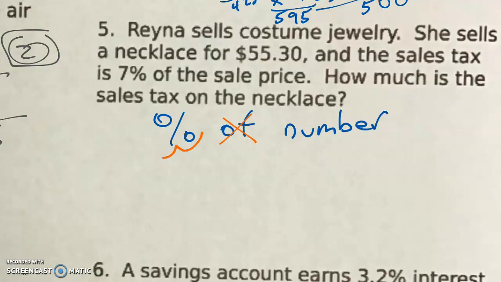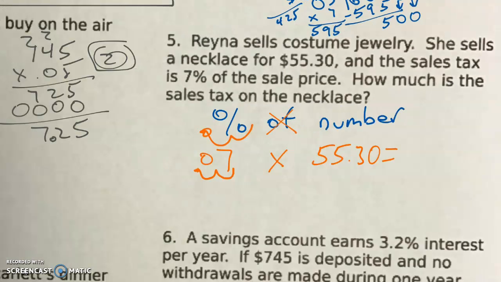Percent we have to change to a decimal. So 7% as a decimal is 0.07. It's 7 out of 100. We're going to multiply 0.07 times the necklace price of $55.30. There are 4 decimal places in that. So you would do 55.30 times 0.07.